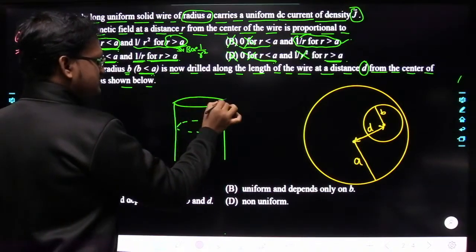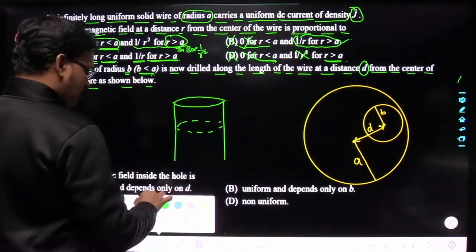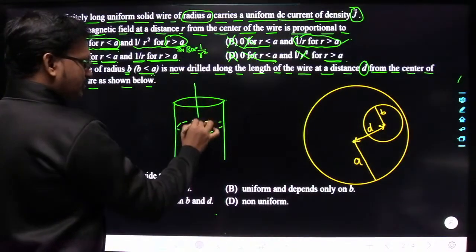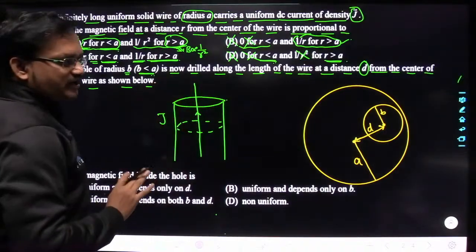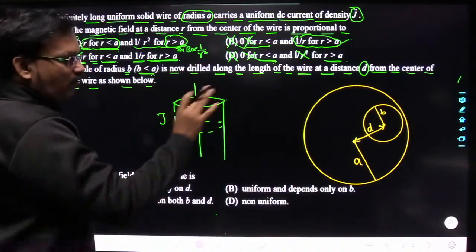You have a cylindrical wire like this. It is carrying a uniform current density of J. Understood? Now, what have they done here?